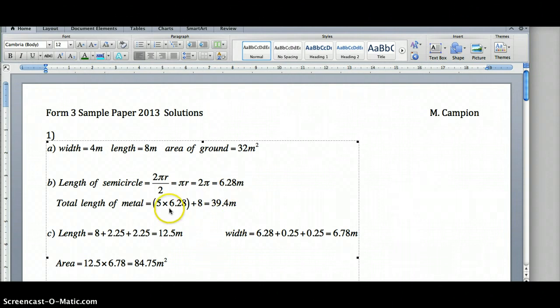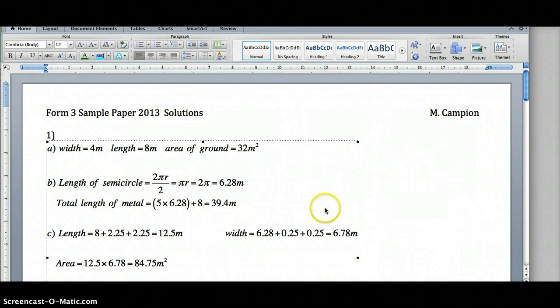There's 5 of those, so 5 hoops gives a total length of metal of 31.4. Then add on the 8, which is the length of the metal bar across the top, 2, 4, 6, 8, and you get your answer, 39.4.